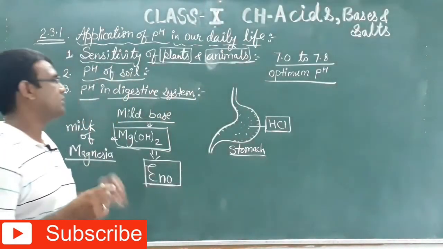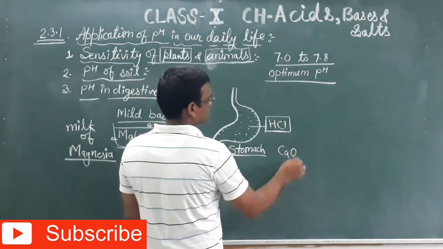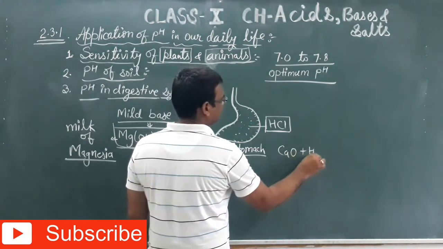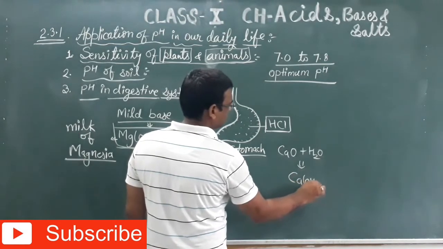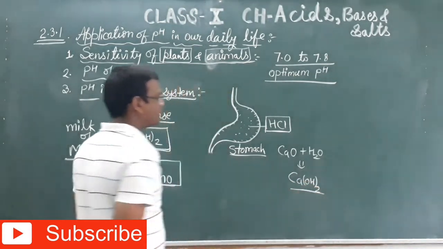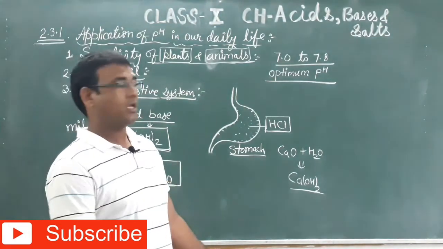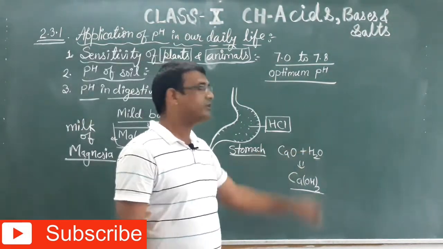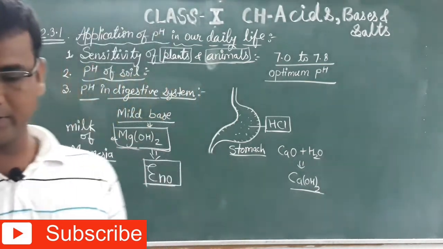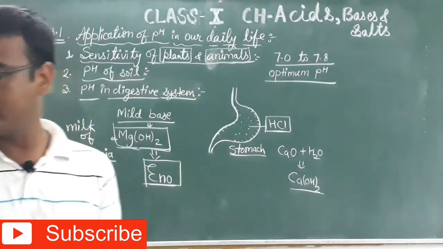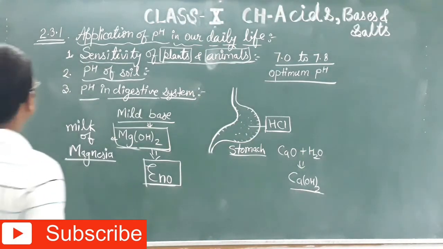Okay, because in this one what is there? Calcium oxide, and when this calcium oxide reacts with water, it forms calcium hydroxide. This calcium hydroxide is what? A base. It is also a base. So this base will react with the acid, and the effect of the excess acid will be finished in this way. Okay. Next important is number 4.